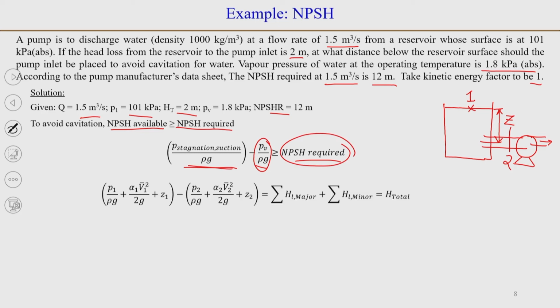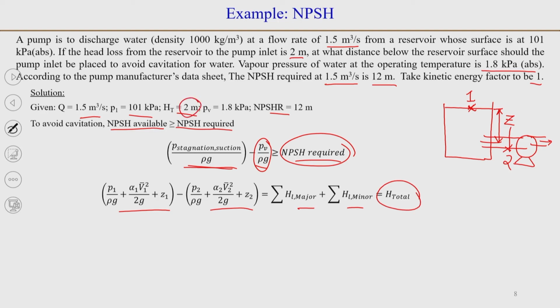So, we can use the energy equation, not the equation for pump, and apply it between point 1 and point 2. In this line we do not have any pump. So, we can write simply mechanical energy at point 1 minus mechanical energy at point 2 is equal to major plus minor losses, which is the total losses, because we have been given the total loss of 2 meter.